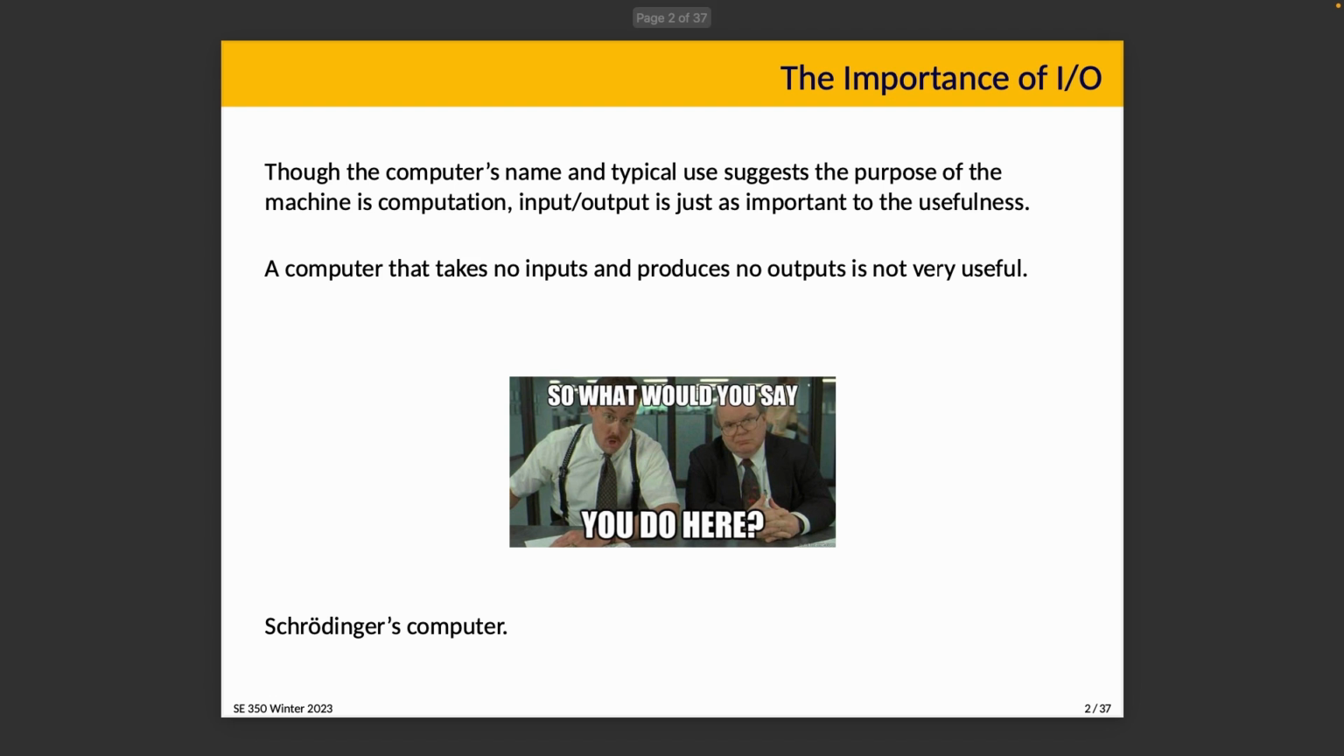Although the computer's name and typical use, particularly in a course where we want you to focus on something computationally intensive, suggests the main purpose of the computer is to compute, I think realistically we know that input and output is just as important to the usefulness of the computer. I've mentioned already this idea of a computer that takes no inputs and produces no outputs is not only not very useful, but how do you know it did anything at all? Right? Schrodinger's computer, is it alive or dead? Does it do anything? Did the program actually run if it had no observable characteristics?